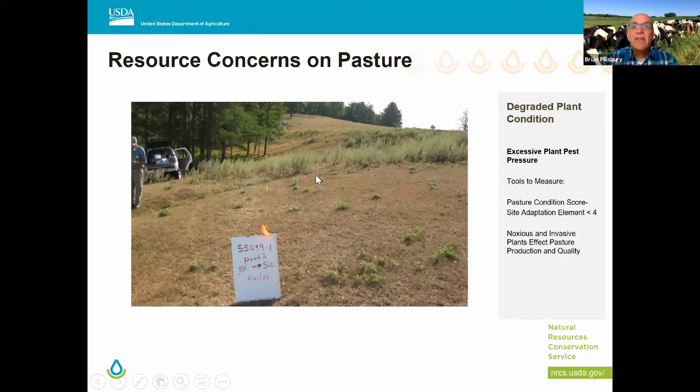Another degraded plant condition would be excessive plant pest. Here we have a situation where we have a tremendous weed infestation coming in. These are very sandy soils, northern Wisconsin, that we did a little bit of monitoring with, and we had a lot of noxious invasive weeds coming in there. And the way we measure that is the site adaptation. The plants that were presently there couldn't survive the grazing. They weren't the proper plants that should have been on that site. And then with bare ground, weeds took the opportunity to come in and take over that site.